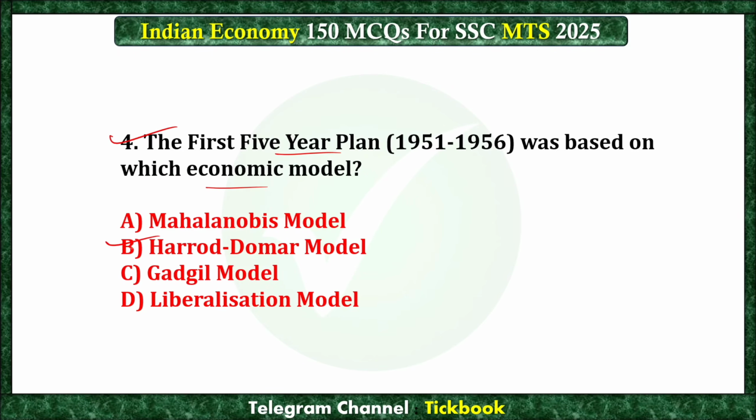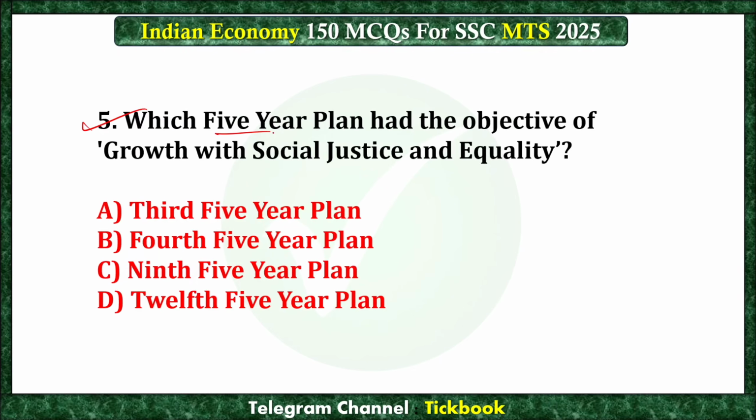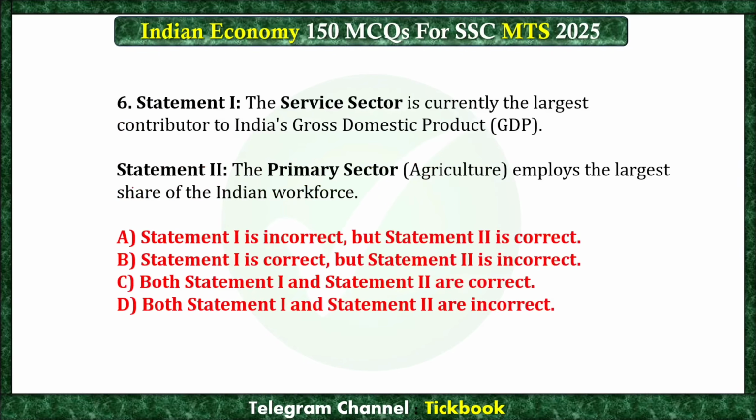Option B, Harrod-Domar model. Question 5: Which 5-year plan had the objective of growth with social justice and equality? Option C, 9th 5-year plan.